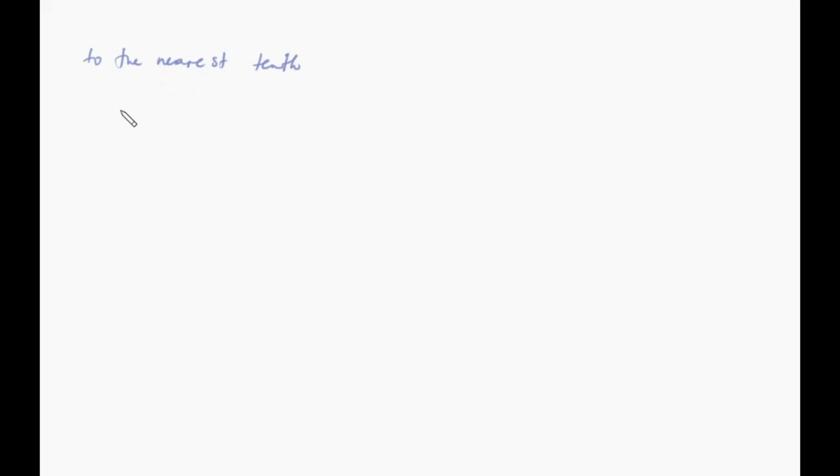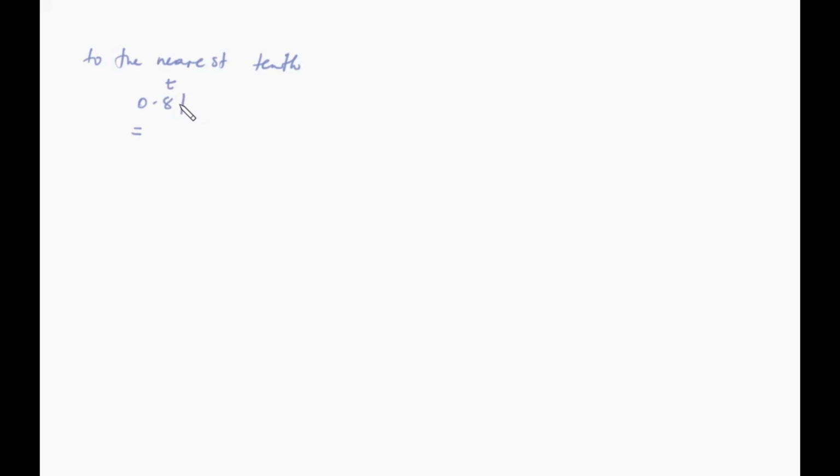Okay, so let's say we have this number, 0.81. Okay, to the nearest tenth. What would it be? Where is the tenth? The tenth is here. This is our tenth here. So what do we do? To the nearest tenth, we are going to look at this digit here, this one.